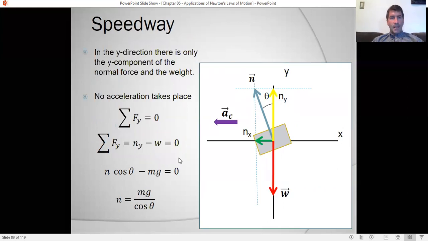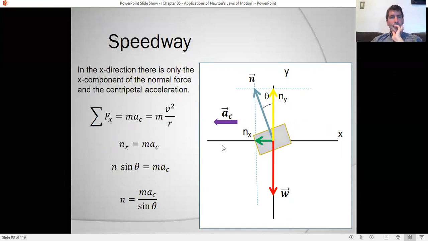So I get my sum of the force in the y direction. Normal force in the y direction pulls up, weight pulls down. And this just shows me the normal force for an inclined plane. It's mg over cosine theta. Okay, we've done that before. Now I did my force in the x direction, and this is not going to be zero. The sum of the forces is going to be mass times the centripetal acceleration. Okay, so it's mass times v squared over r.